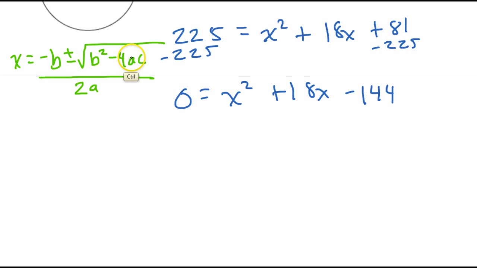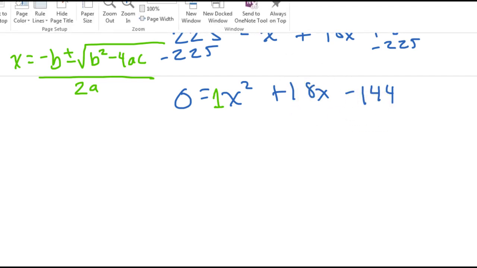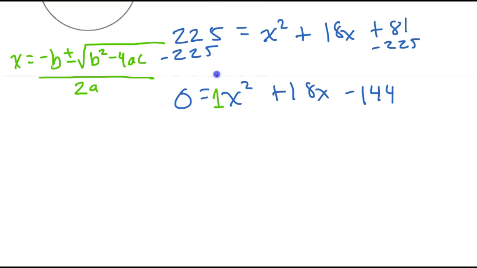So what are all these a's, b's, and c's? They are the coefficients of this polynomial. So in front of this x squared, there's an invisible 1. So that's like my a. My b is this 18, and my c is the negative 144. So in other words, this is a, this is b, and this is c right there.